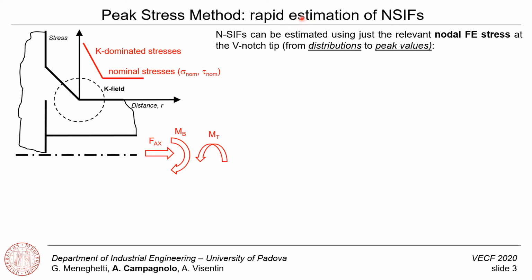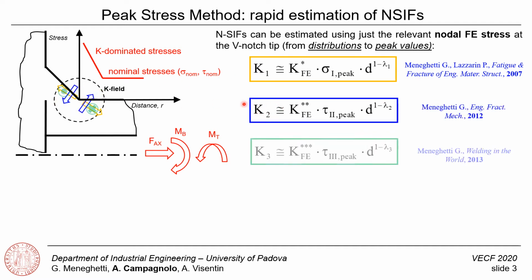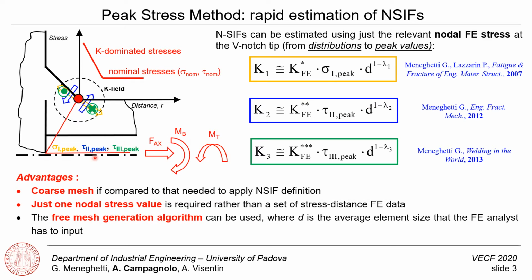The peak stress method is a rapid technique to estimate the notch stress intensity factors from the linear elastic peak stresses. More in detail, considering the sharp V-notch at the weld toe side, the opening stress is used for mode 1, the in-plane shear stress is used for mode 2, and the out-of-plane shear stress is used for mode 3. All stresses are calculated at the notch tip by using coarse and free meshes having element size equal to d. The main advantage of the peak stress method is that coarse and free meshes can be employed and only the linear elastic peak stresses suffice to be considered.